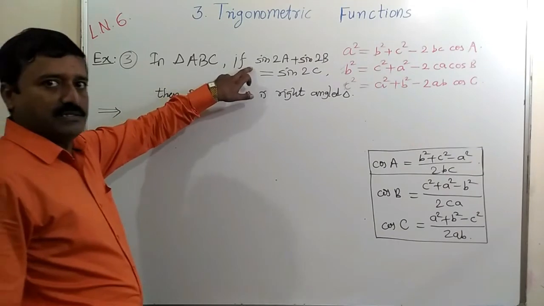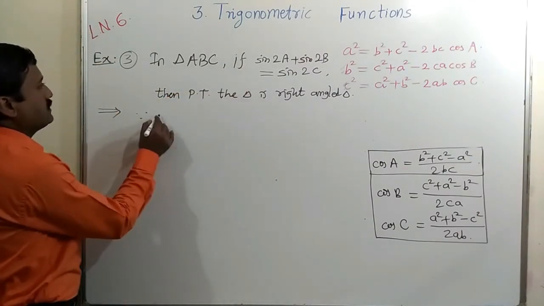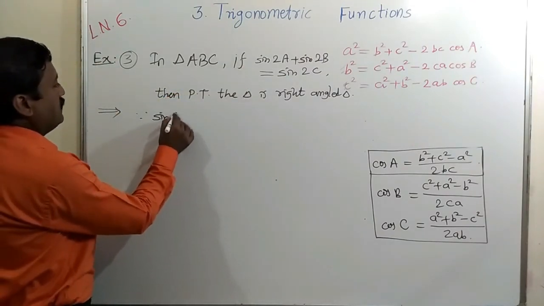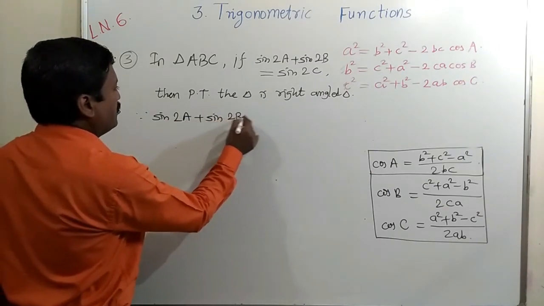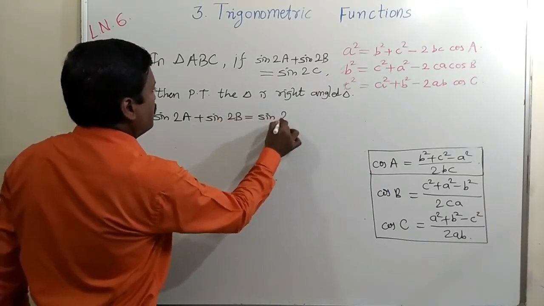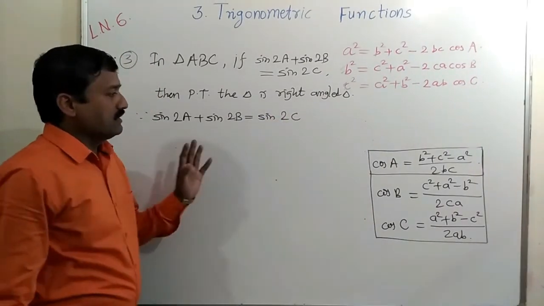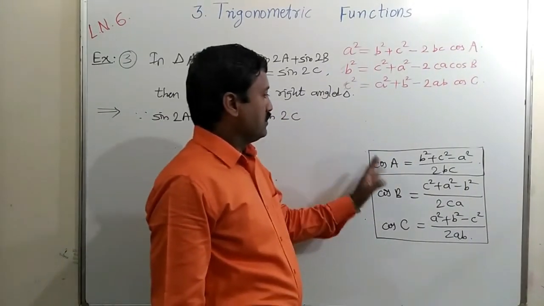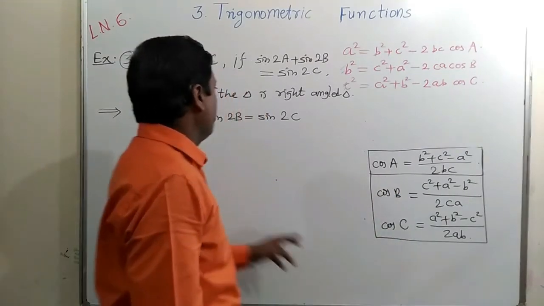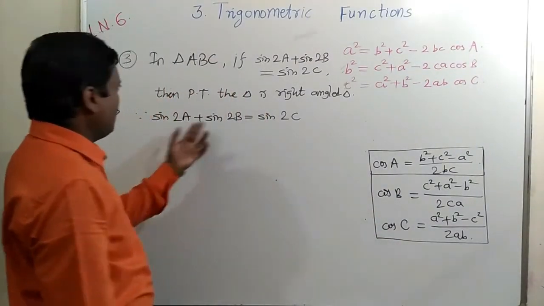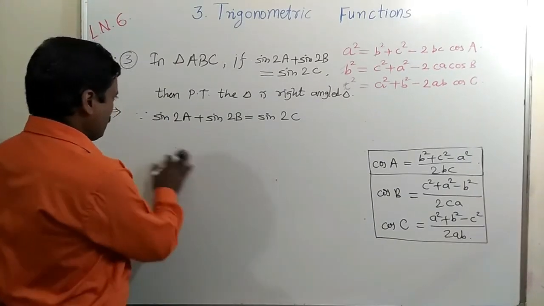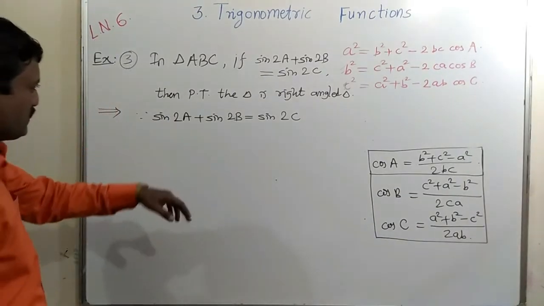Here the given part is this: in a triangle, sin 2a plus sin 2b is equal to sin 2c. Our sine rule and cosine rule, both rules are for a single angle A, B or C. But here double angles are given. So first use the formula to convert this double angle into a single angle.